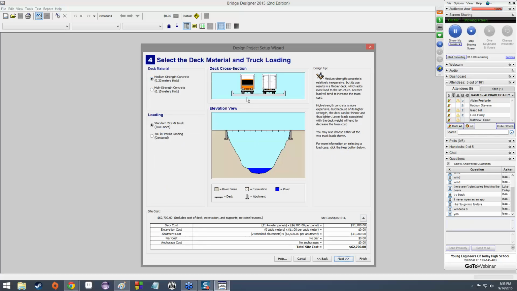Now you can see the deck cross section has appeared, and you can change some things about it, like you can put in high strength concrete, which is more expensive, but is also thinner and presumably lighter, or you can put in medium strength concrete. You can't put in low strength concrete because we're not amateurs here. We're building bridges for serious. And the loading, there's either the standard 225 kilonewton trucks with 2 lanes or the 480 kilonewton permit loading centered. We're going to deal with the standard 225 kilonewton.